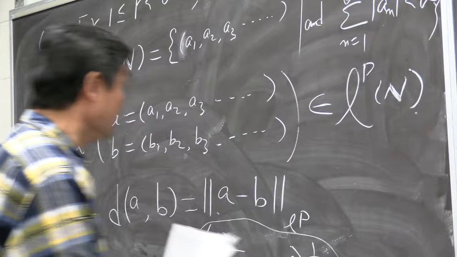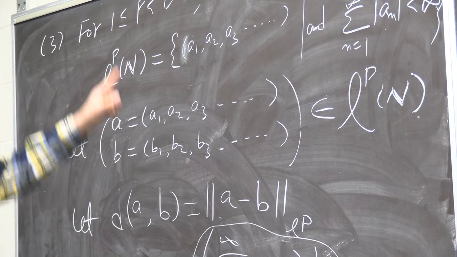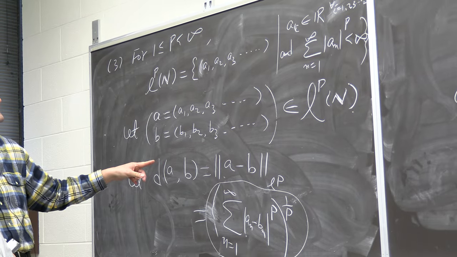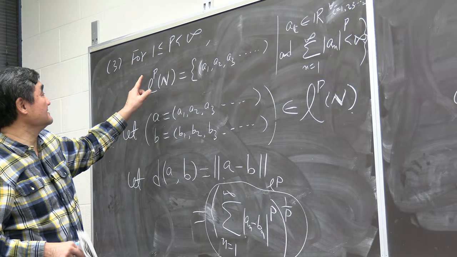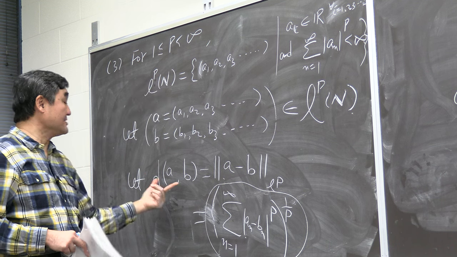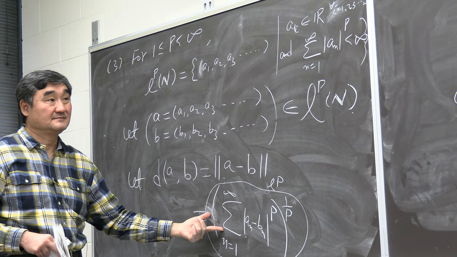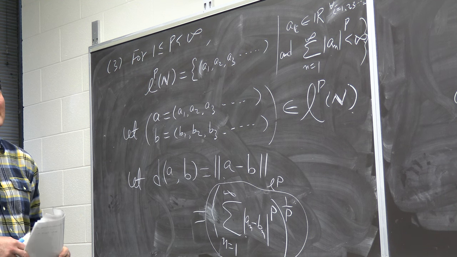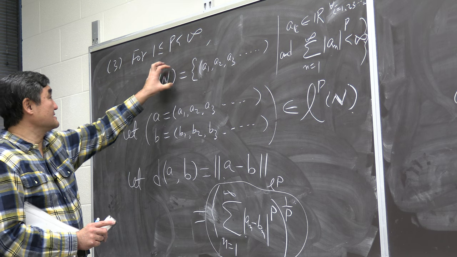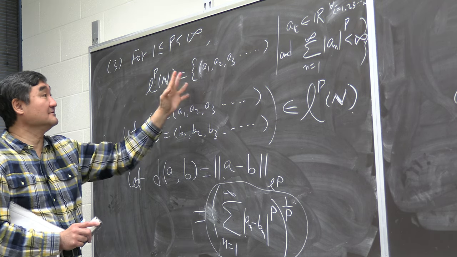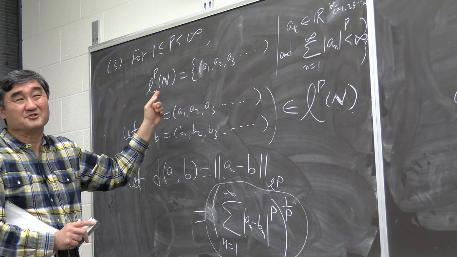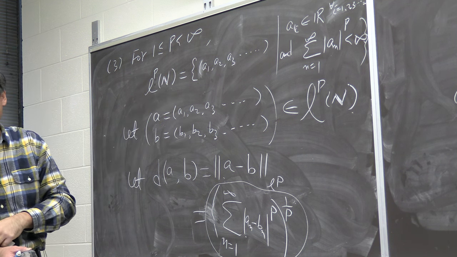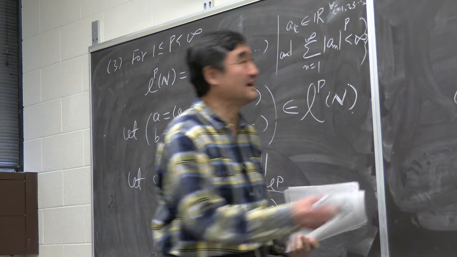Then that will be another example of a separable metric space. Do you imagine that? This little lp with this metric is a separable metric space. That's a non-trivial example, I believe. In other words, this metric space has a countable dense subset. Do you imagine how a countable dense subset of that metric space looks like? Do you have any idea about that?